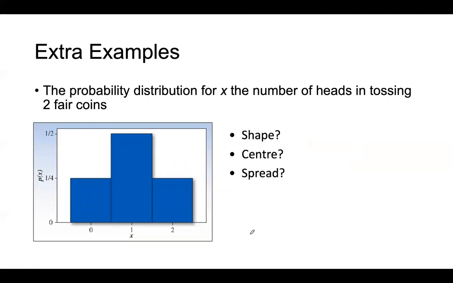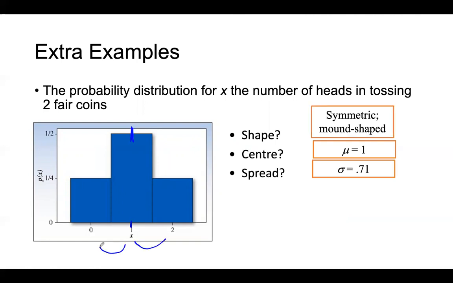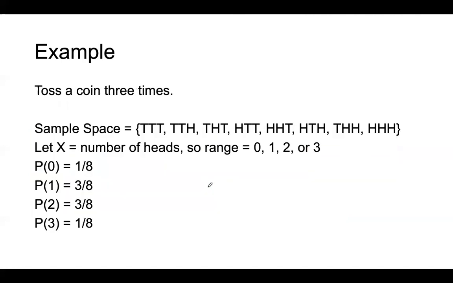The probability distribution for X is the number of heads in tossing 2 coins. So we can draw this probability, and we see, of course, the mean right here is 1, and the spread, how far it spreads out, is 0.71. And we see it's mound shaped and symmetrical, which we're used to. So let's see more examples.